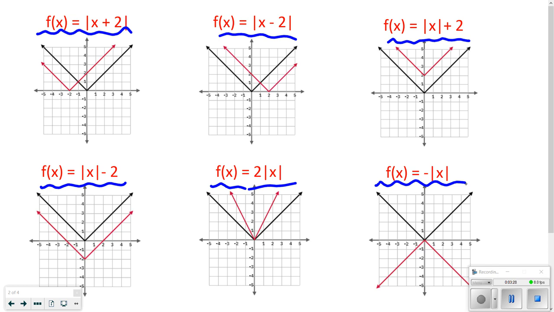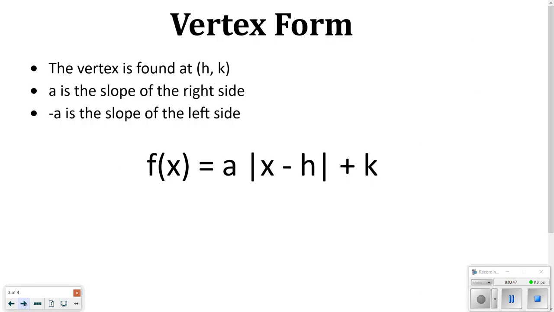So it's going to be important to be able to look at an absolute value function and identify what transformations have occurred between the parent function and your function that you have. That's important to know because it's going to help us be able to graph them more quickly and find out some key pieces of information. So let's talk about vertex form of the absolute value function.